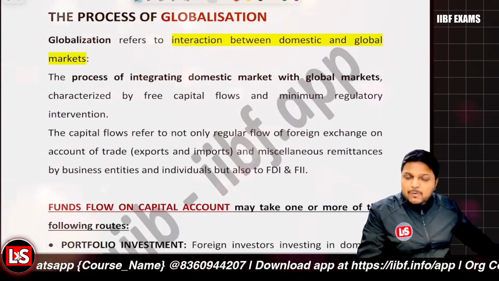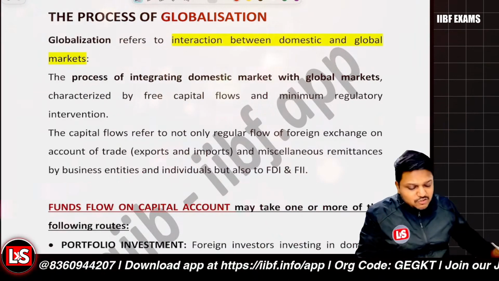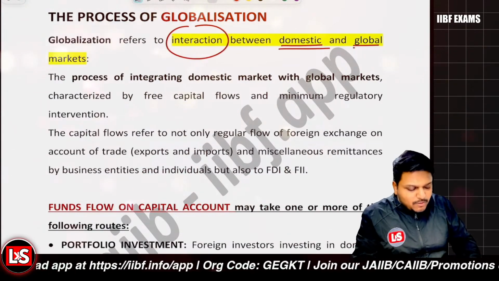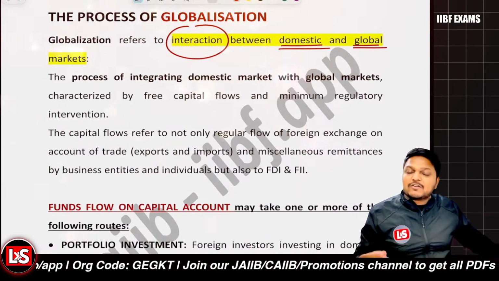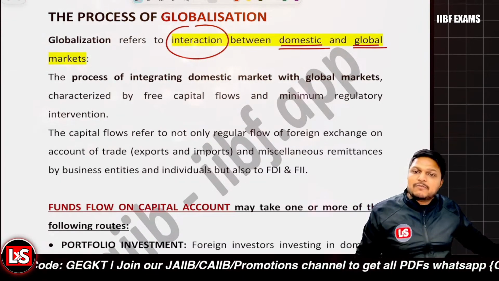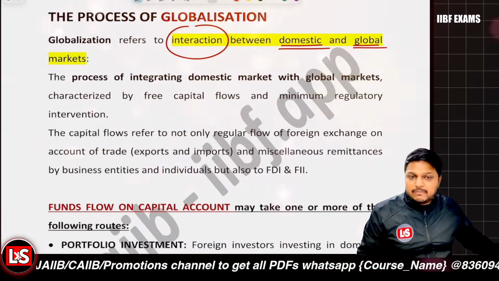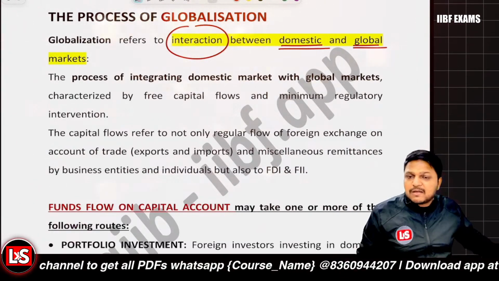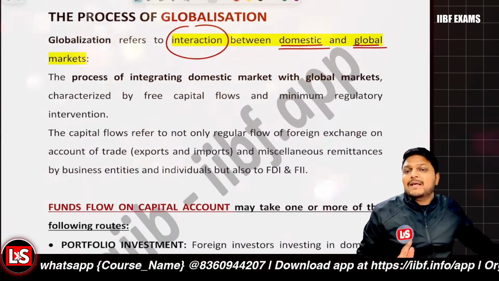And further, it's about the process of globalization. Now, what is globalization? Globalization means interaction or integration between the domestic market and the global market. And when we are talking about the market, we are talking about the financial markets. So it's basically increased interaction between the countries, because there is free movement of goods, services, capital and financial investment. That is the main fundamental of globalization.